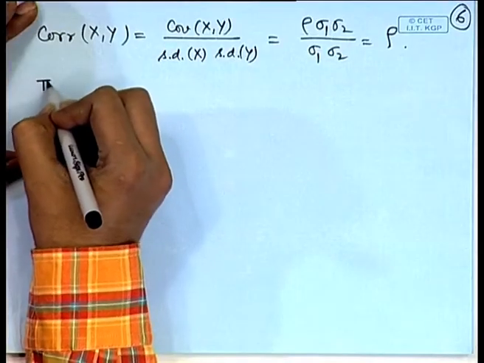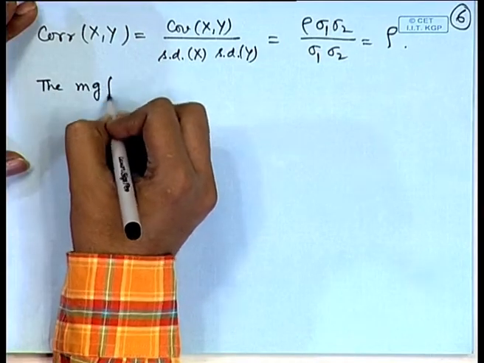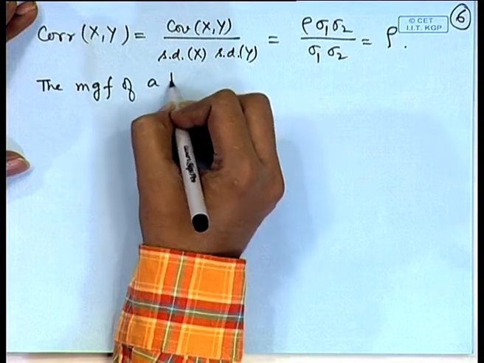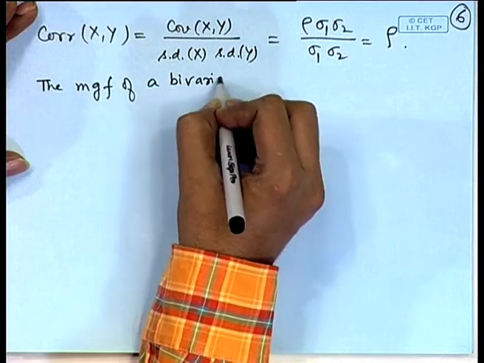Likewise, any probability statement related to the marginal distributions or the conditional distributions of x or y, or x given y or y given x, can be calculated using the univariate normal properties. We also look at the moment generating function of a bivariate normal distribution.